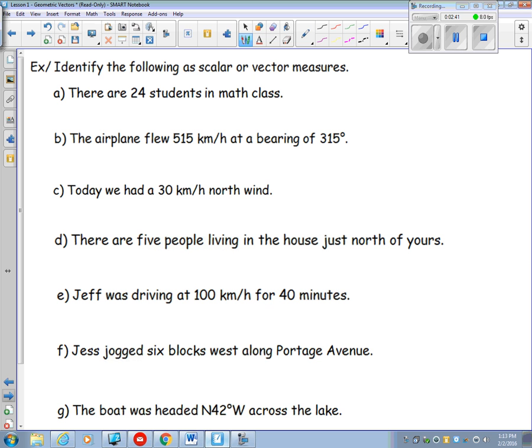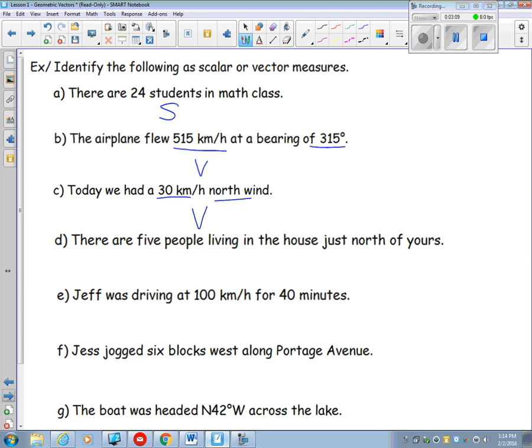Example here, we'll try some of these. We'll see if we can figure out which ones are which. So 24 students in math class. Oh, that's a number, right? It's just a scalar. No directions there. The airplane flew 515 kilometers at a bearing of, a direction of, so that tells me it's a vector. A 30 kilometer an hour north wind: size, direction, vector.